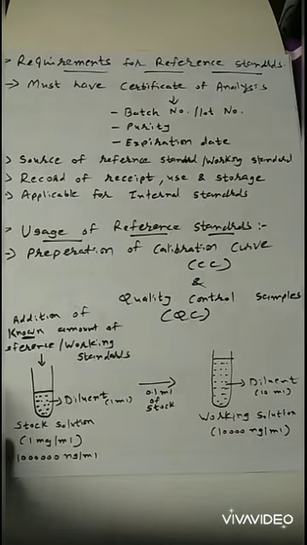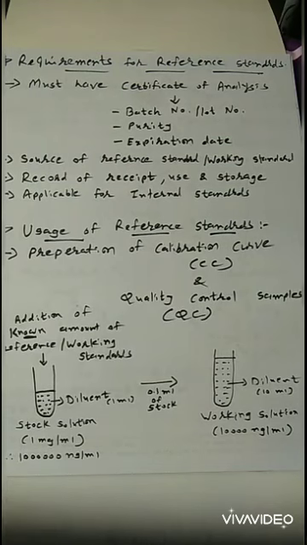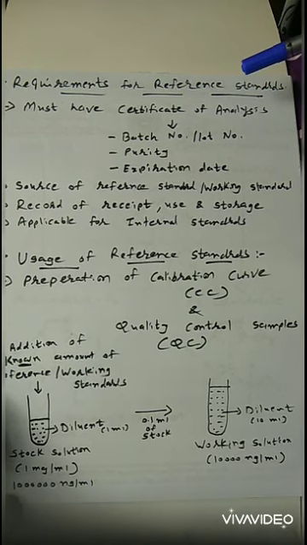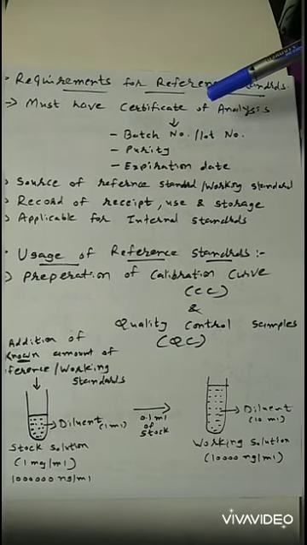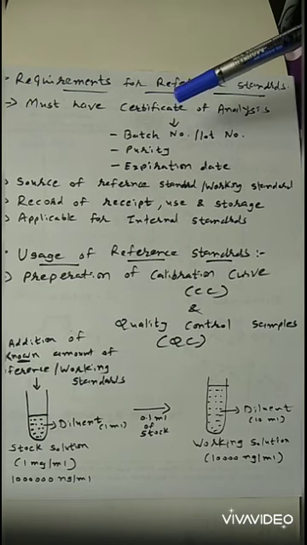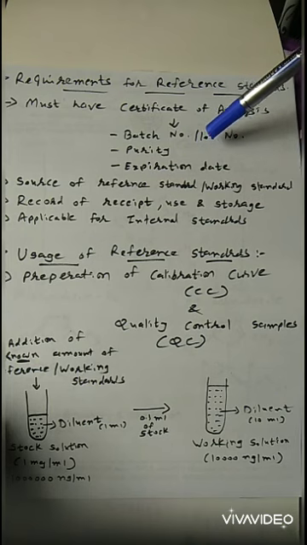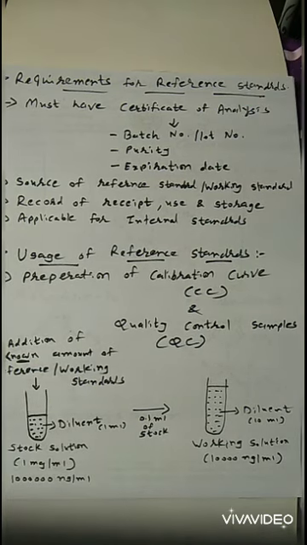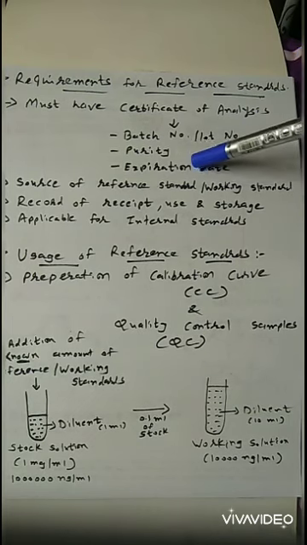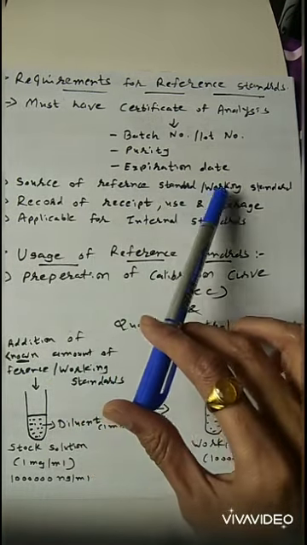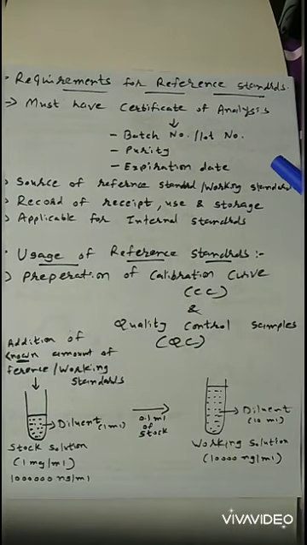Now, what is the requirement for the reference standard? As per the regulatory requirement, the reference standard must have a certificate of analysis, that means COA. And what should this COA have? This COA must have information like the batch number or lot number, the purity of the reference standard, and the expiration date of the reference standard. So, the COA of the reference standard or working standard should have all of this information as per the regulatory requirement. The next thing required is the source of the reference standard and working standard. From where we purchase this working standard or reference standard, we should have documented.